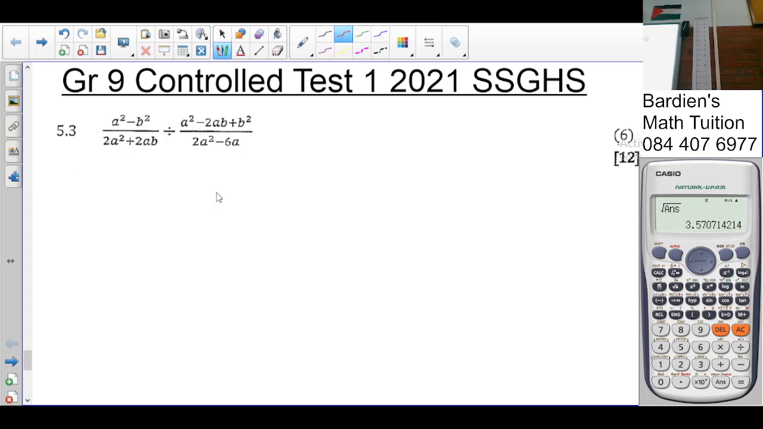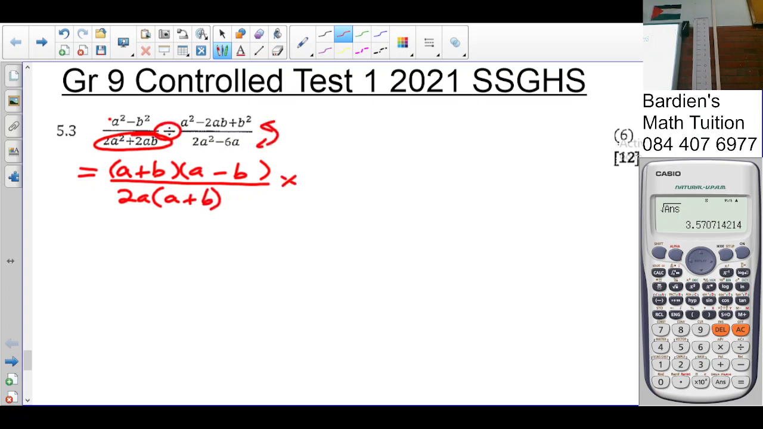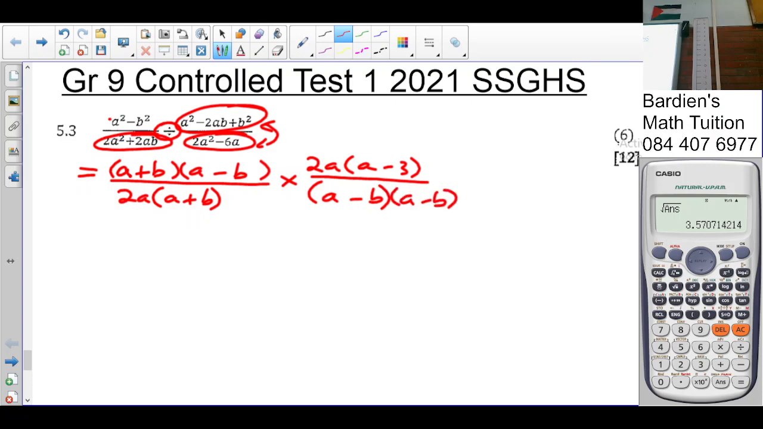Let's look at the next one. What can happen there? Difference of two squares. So it's a plus b, a minus b. What is happening here? 2a is a common factor. I'm left with a plus b. Change to multiplication, tumble and times. So this is going to give you, what can happen there? 2a is a common factor. I'm left with a minus 3 over a perfect square trinomial, which is a minus b squared, or a minus b times a minus b. Now what?